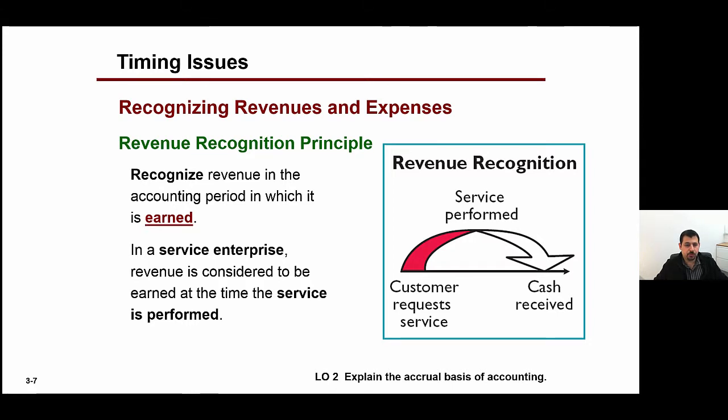Now, under this basis of accounting, the revenue recognition principle states that the company should recognize the revenues when they are earned. So basically, it's when the service is performed, regardless of when the cash was exchanged. So this is in the case of a service, and in the case of a sale, same thing. When the company sells a product, the revenue is recognized when the sale is made, and not when cash is actually exchanged.